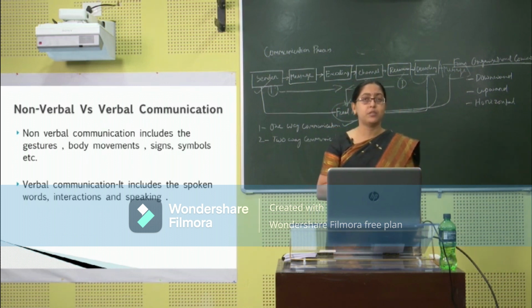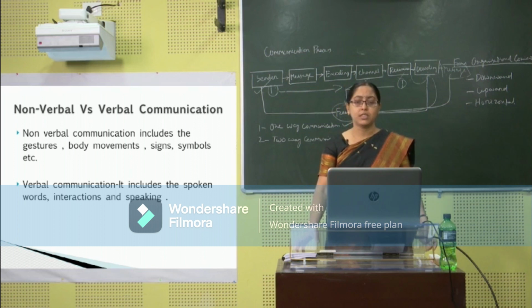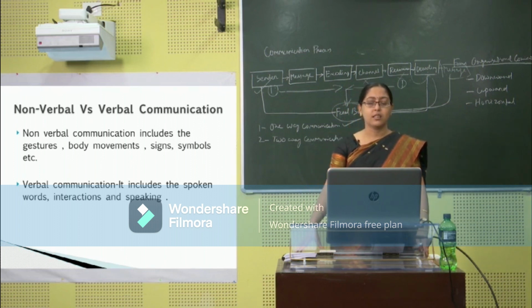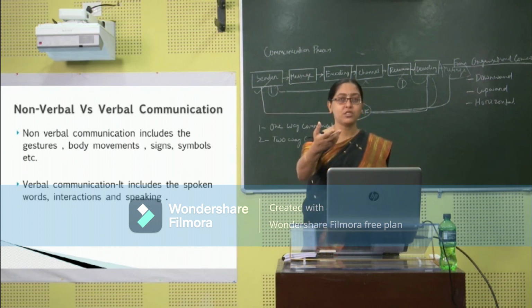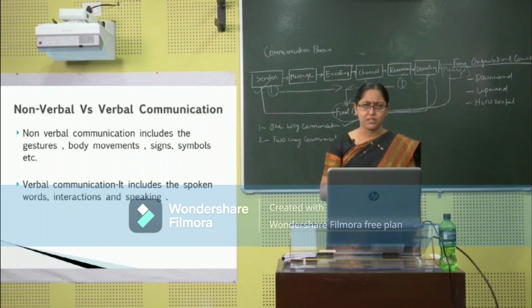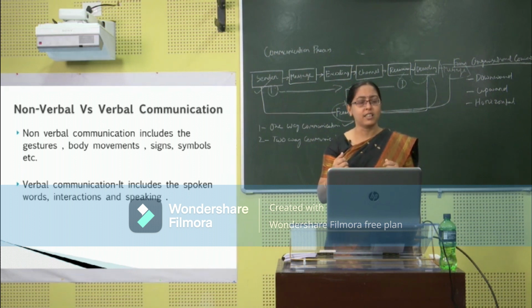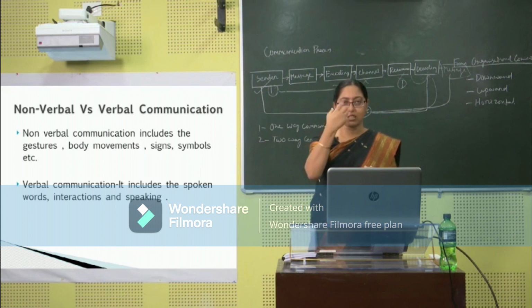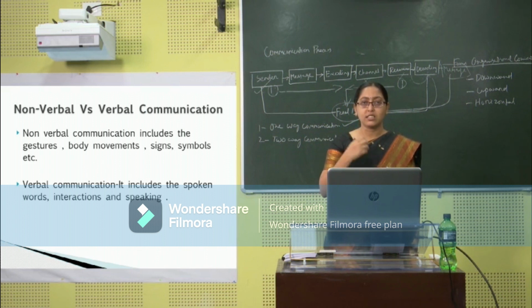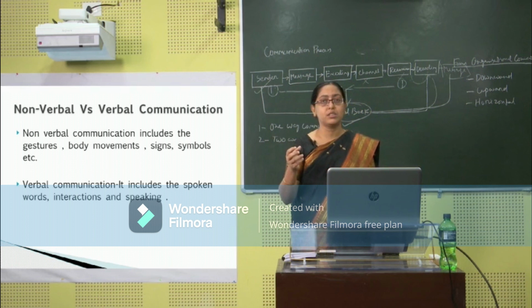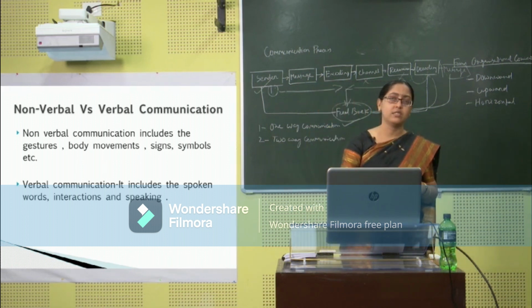Coming to non-verbal and verbal communication. Non-verbal communication includes gestures and body language. Suppose I stop talking and just look like this. When I am not saying anything, that is a gesture. Suppose I look surprised like that. When someone shows a gesture to another person without speaking, those are called non-verbal postures, which also communicate something. Gestures, body movements, signs, and symbols like pictures are taken as non-verbal communication.